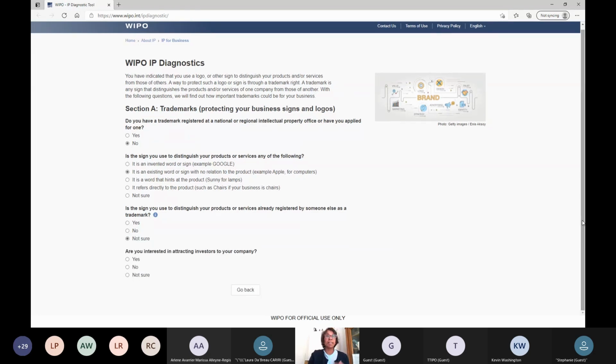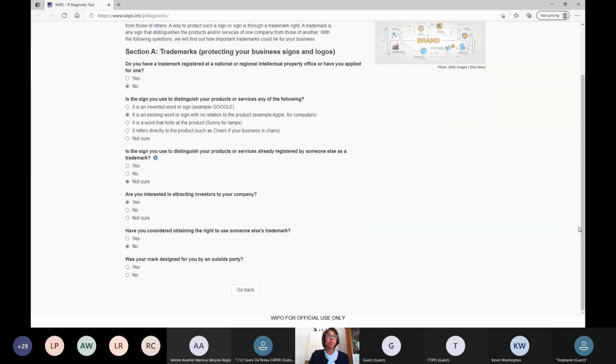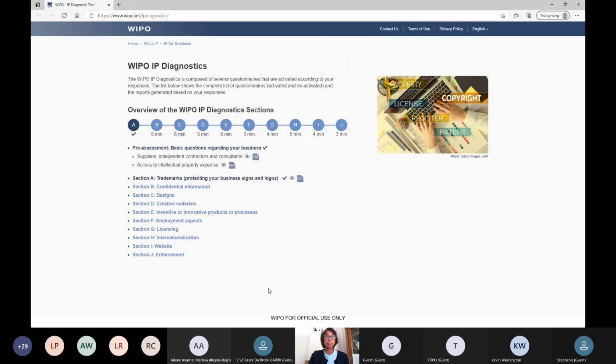Are you interested in attracting investors to your company? Most people are. Have you considered obtaining the right to use someone else's trademark? Maybe not. Was your mark designed for you by an outside party? Let's say yes. And then we say next.